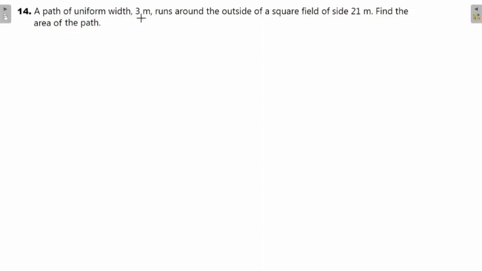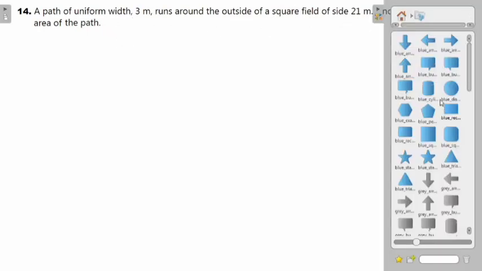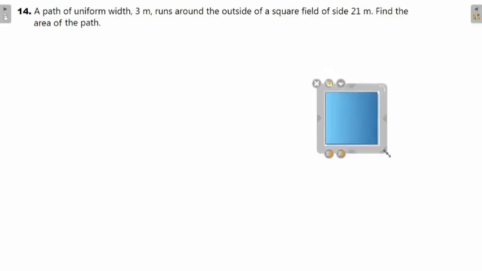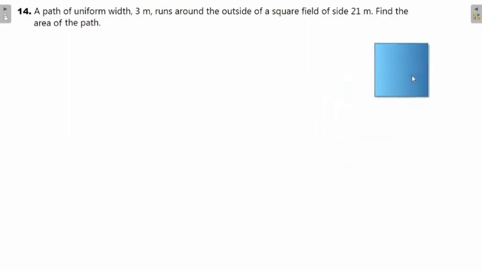So the question says a path of uniform width 3 meter runs around the outside of a square field of side 21 meter. Find the area of the path. So what they are trying to say here is there's a square field. Okay, so this represents a square field. Now what happens is around this square field, there's a path of uniform width.